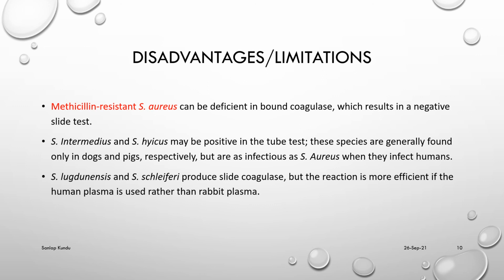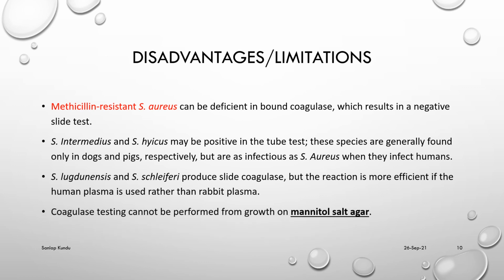Staphylococcus lugdunensis and Staphylococcus schleiferi produce slight coagulase, but the reaction is more efficient if human plasma is used rather than rabbit plasma. Coagulase testing cannot be performed from growth on mannitol salt agar.